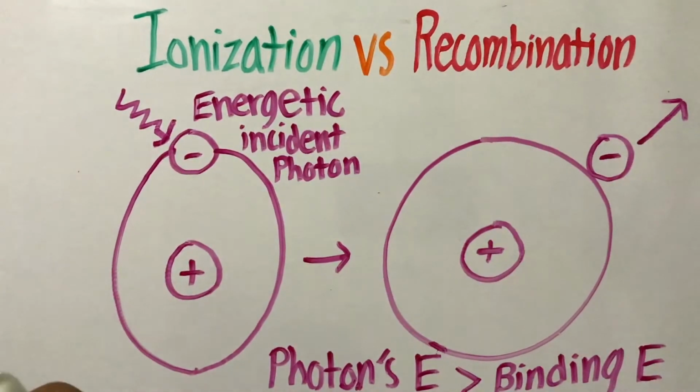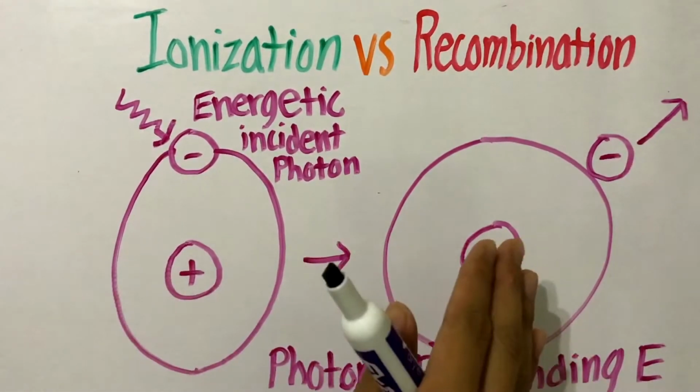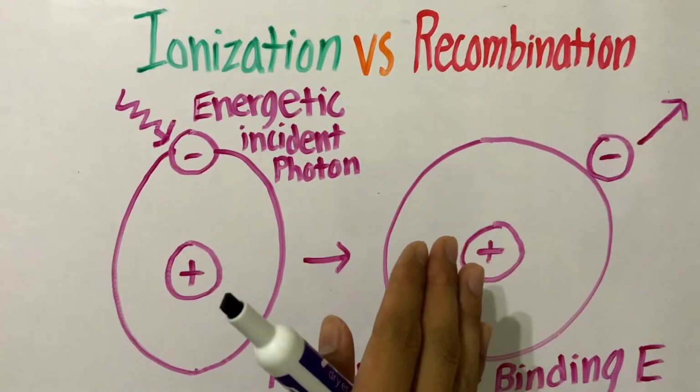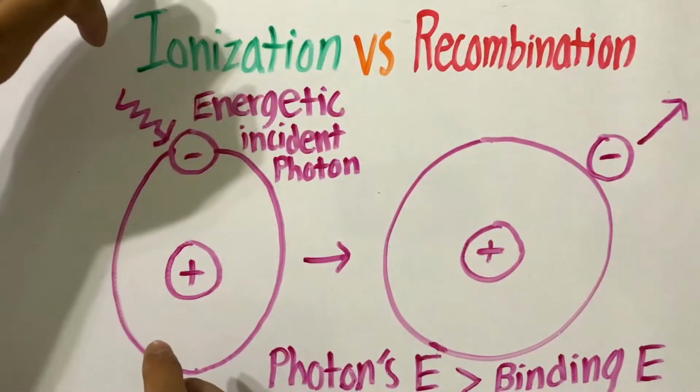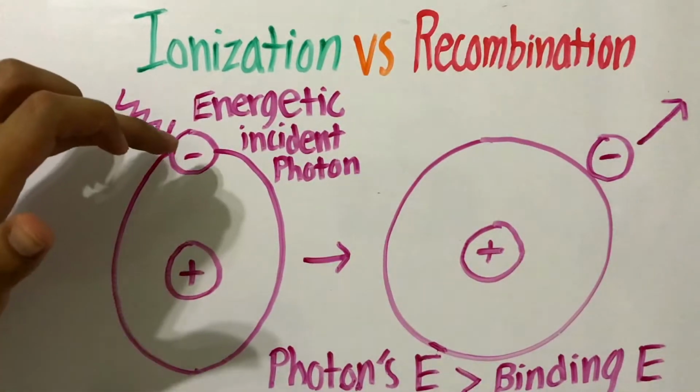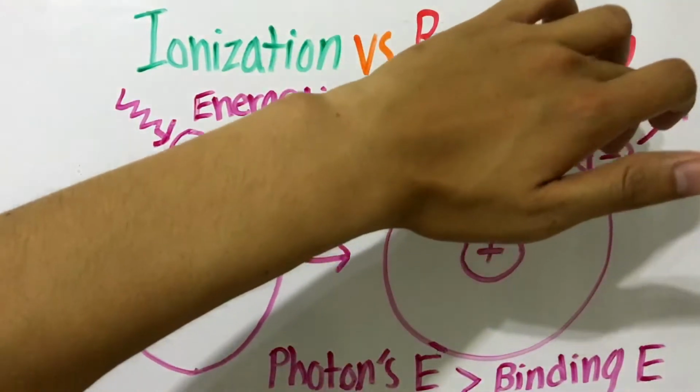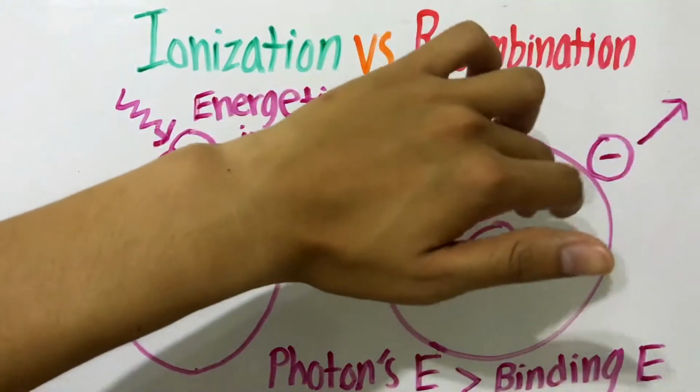Today we will be discussing ionization versus recombination and spectral patterns and their relevance to astronomy. We see an incident photon coming in and ionizing this electron, which escapes from the atom.